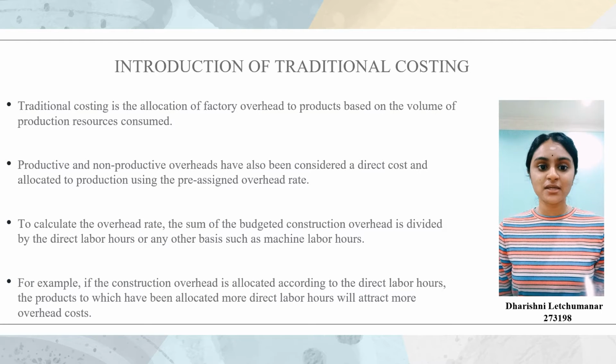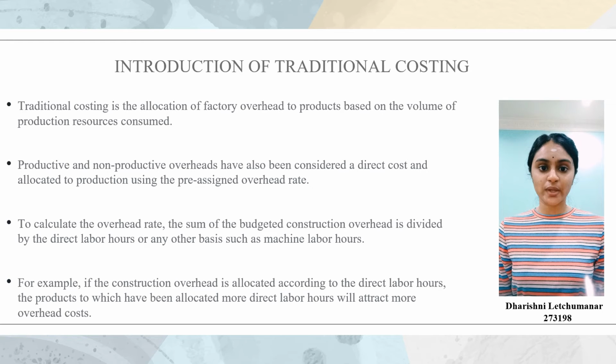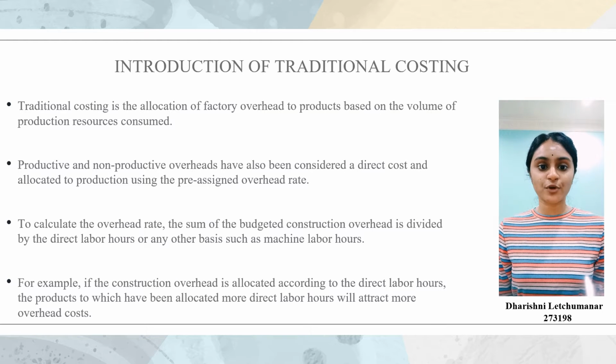Traditional costing is the allocation of factory overhead to products based on the volume of production resources consumed. In this system, the cost of direct material and direct labor are directly allocated to the production. Productive and non-productive overheads have also been considered an indirect cost and allocated to production using the pre-assigned overhead rate.